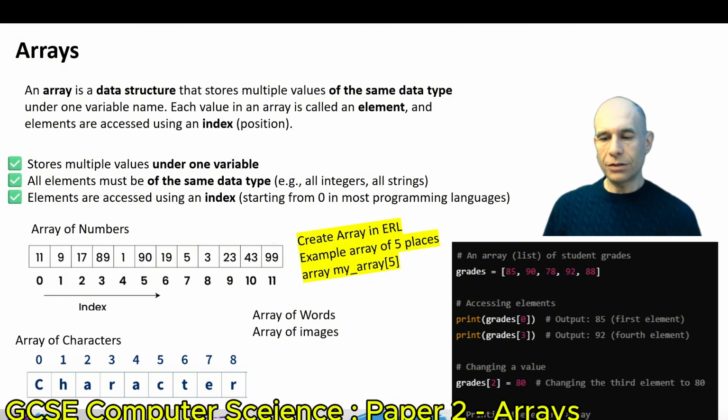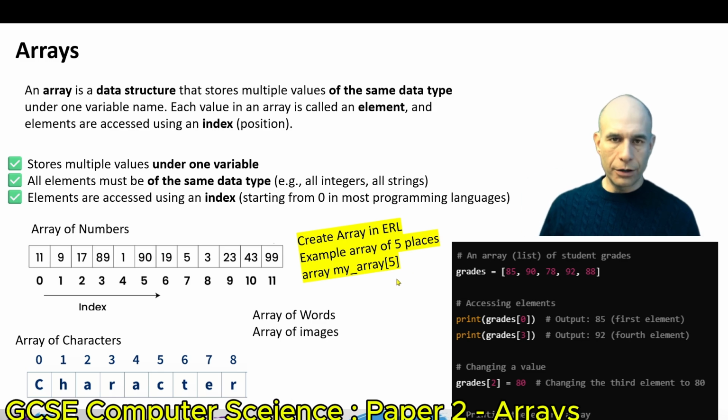Now if you want to print the entire array, you can use print grades, or you can create a loop over the array to print all the items of the array. To create an array in the exam language, the OCR language, you can use this syntax. You use array, space, the name of the variable, then inside square brackets a number. So if you want to have a five place array, you will use the command array myArray5.